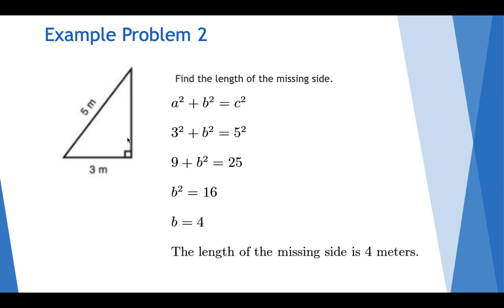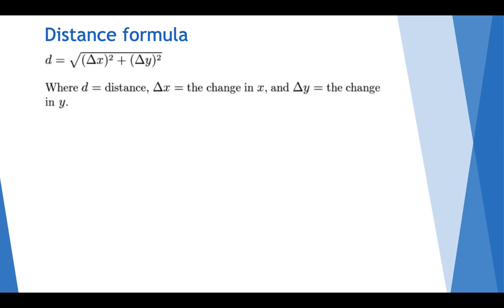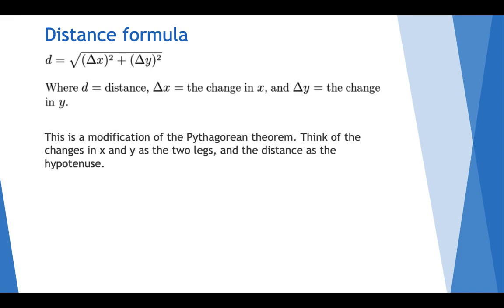Okay, so this is great and all. We have problems involving triangles, but what about problems involving distance? Well, the distance formula is the change in x squared plus the change in y squared, and then take the square root of that, and that's the distance between any 2 points. Now, this may seem confusing at first, but this is a direct modification of the Pythagorean formula. So think of the changes in x and y as the 2 legs, and the distance as the hypotenuse.